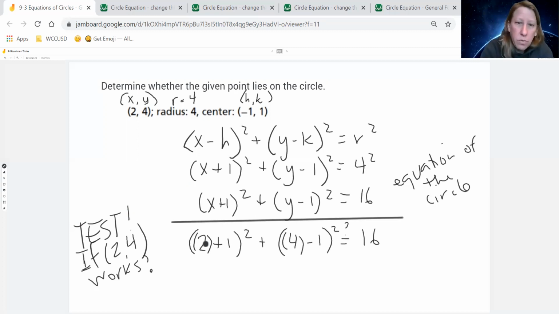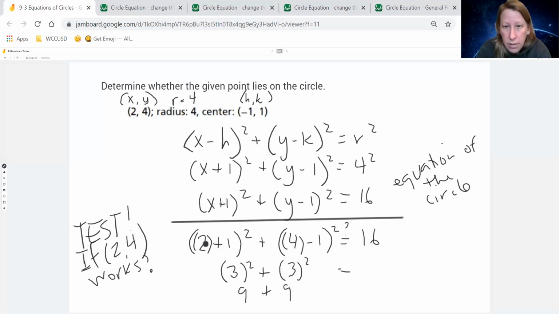So 2 plus 1 is 3. 3 squared is 9. 4 minus 1 is also 3. 3 squared is 9. And does 9 plus 9 equal 16? 18 is not 16. So guess what? 2, 4 is not on the circle.